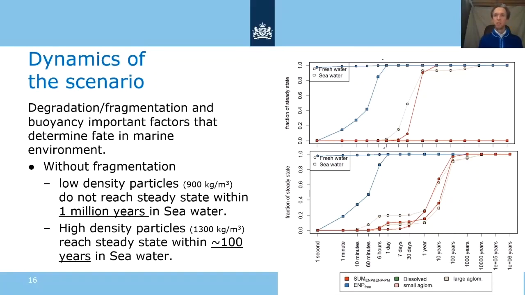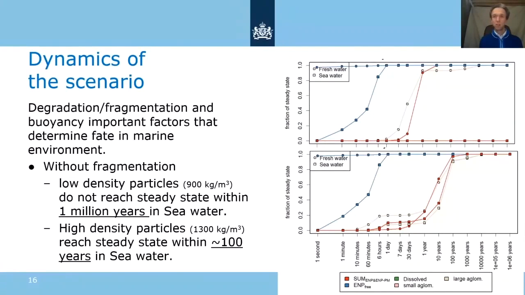So what you see in the top here is that for example, the free microplastics reach a concentration, the steady state concentration within days even. But then the agglomerates reach a bit later. And what you see here actually is that the marine run here does not reach steady state.